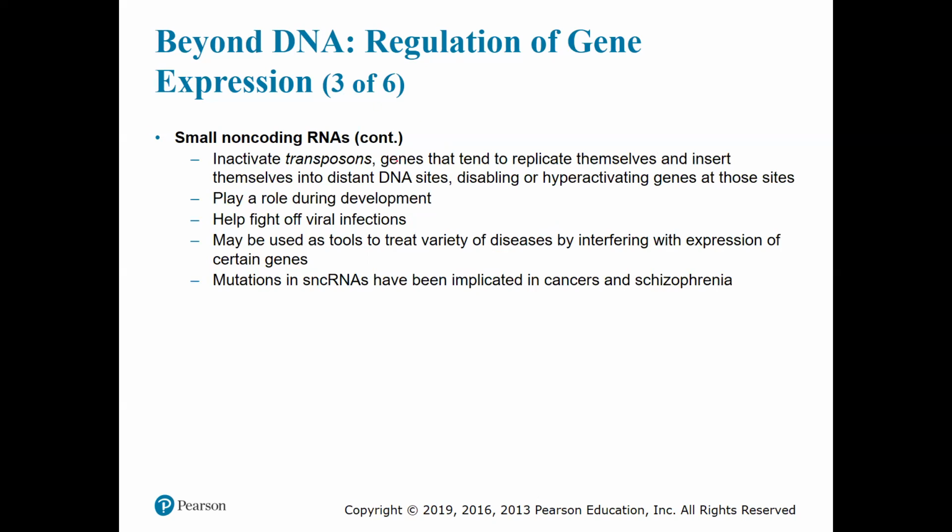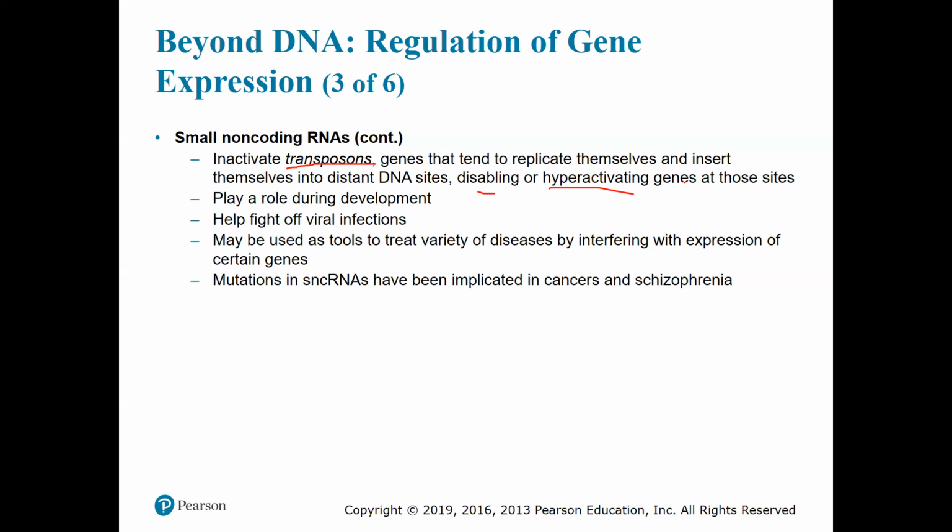Small non-coding RNAs, part of what they do is they inactivate transposons, which are genes that replicate themselves and can insert themselves into distant DNA sites. These can essentially disable or hyperactivate genes. So they can turn them off or they can turn them on and make them hyperactive. In development, this is really important when we're trying to take a multipotent stem cell and decide that we're going to create now an arm, and then we're going to create a heart, and then we're going to create skin. We have to decide to turn on or turn off certain areas of gene expression in that developmental portion. And so small non-coding RNA regions help with that developmental process.